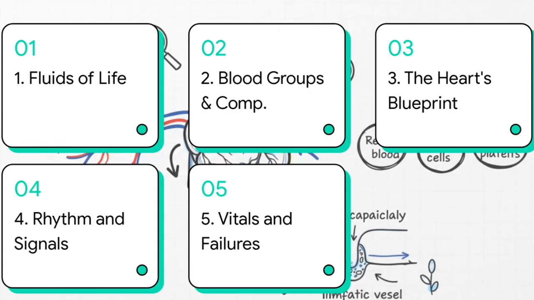So what's our game plan? We're going to blitz through 5 key areas. We'll start with the fluids of life, then jump into blood groups and compatibility. After that, we'll map out the heart's blueprint, decode its rhythm and signals, and finally, we'll cover vitals and what happens when things fail. Let's dive right in.